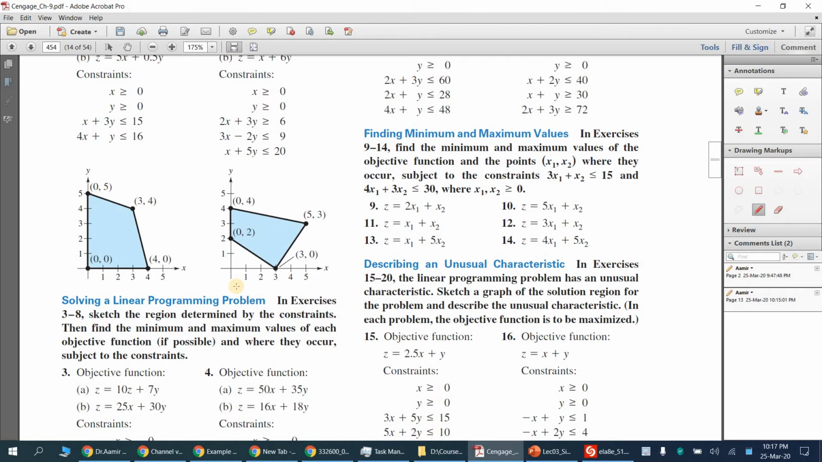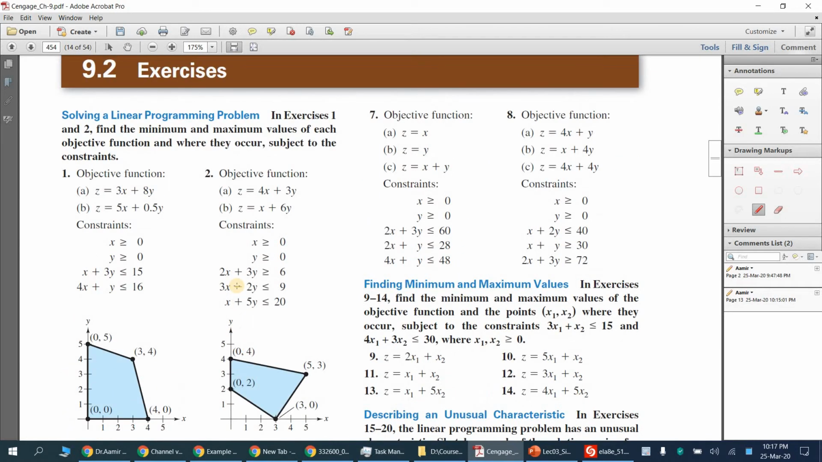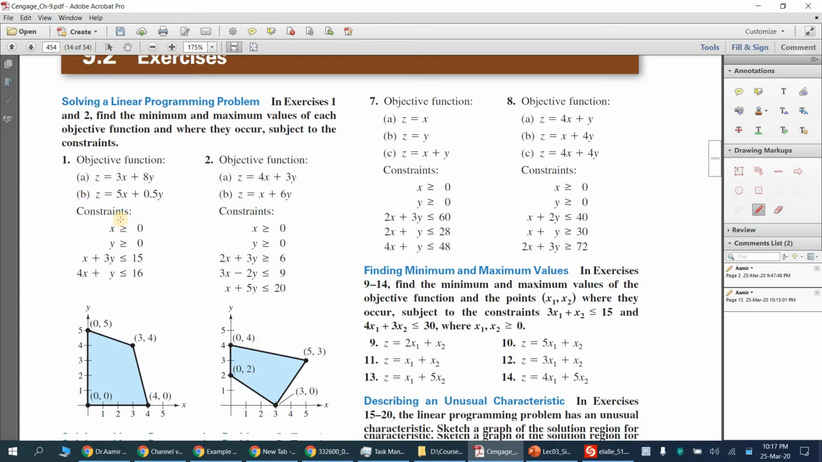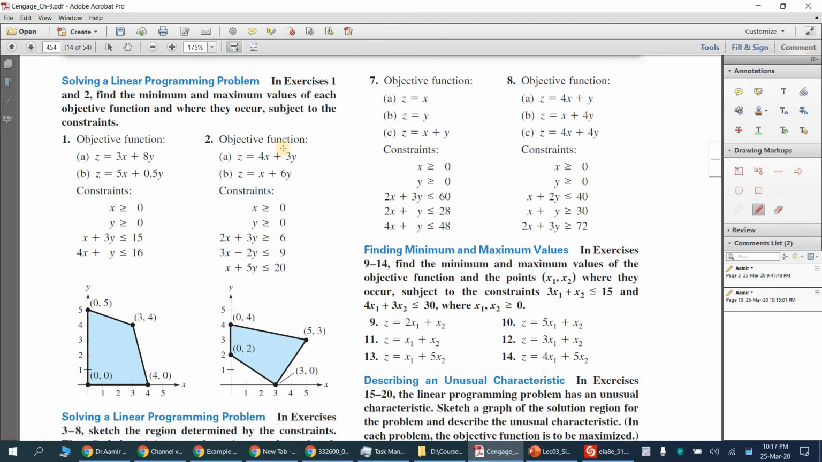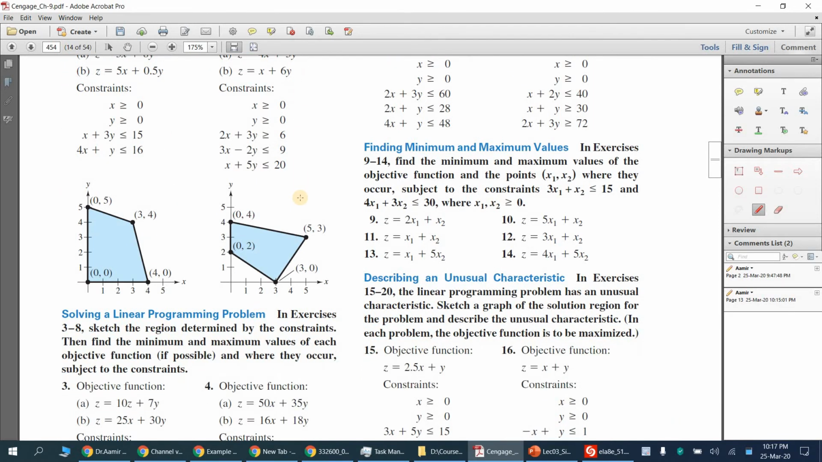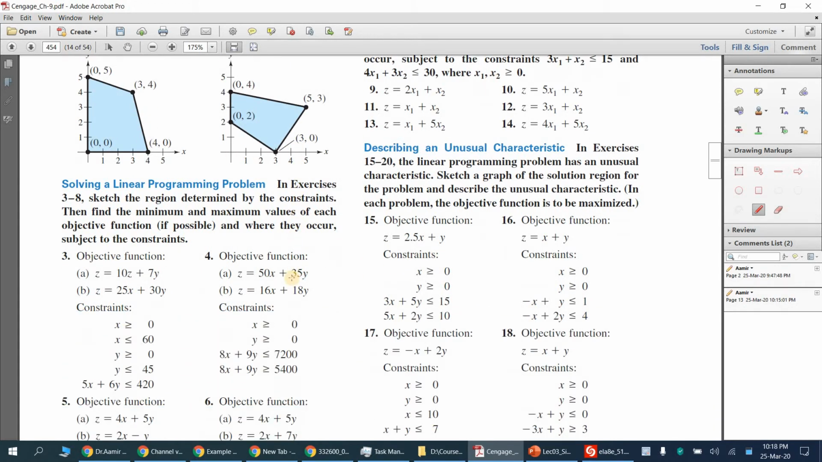So you see over here more problems. The first problem, just go through it, what they ask. Exercise 1 and 2, find the minimum and maximum value of each of the objective functions and where they occur, subject to the constraints. So constraints are given, you try to find out the minimum value and maximum value for the Z. Okay, they even have given you the graphs themselves.